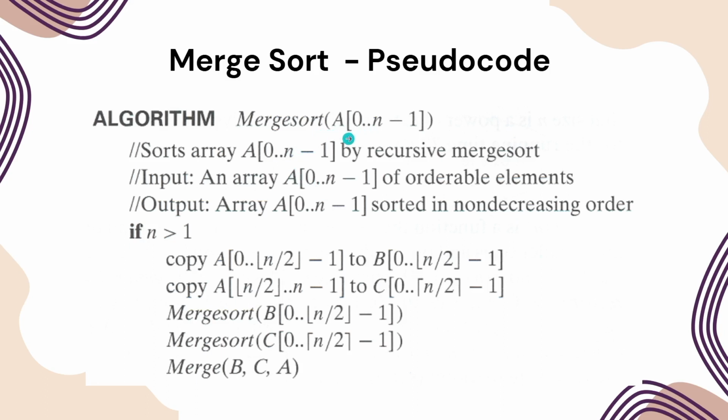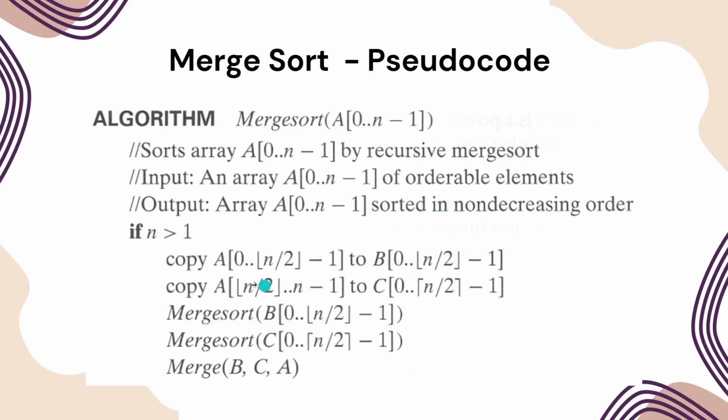So, this is the pseudocode for doing the merge sort. You are given an array A, this is what we want to sort, and the array contains n number of elements, and those elements are out of order initially. The output that we expect from merge sort is the same array, but now the elements are all sorted. So, we check whether the size of the array is greater than 1.